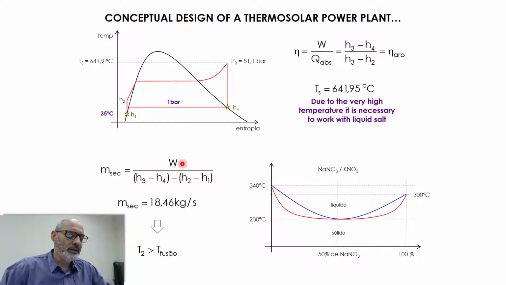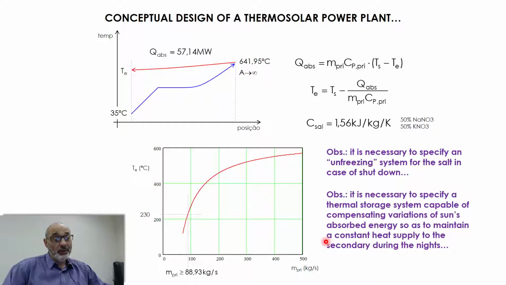So the flow rate of the secondary cycle is, well, first law of thermodynamics here. It's simply W over the enthalpy difference, and I already solved the thermodynamic cycle, so I know all the enthalpies. By replacing all the proper numbers here, I get 18.46 kilograms per second. That's the flow rate in the secondary cycle. And as I mentioned, the temperature at 2 must be higher than the melting temperature of our working fluid.